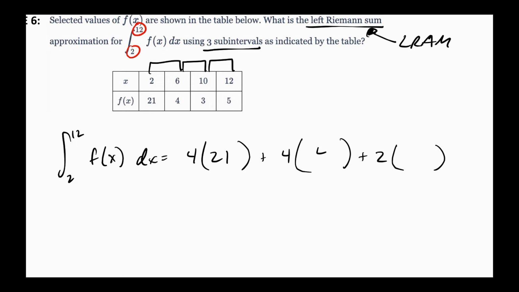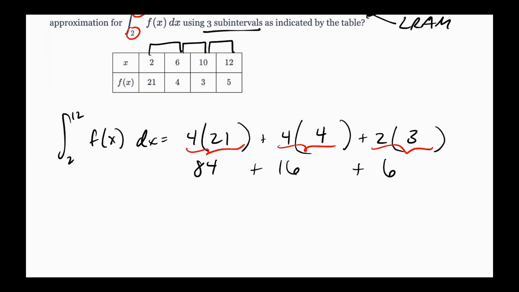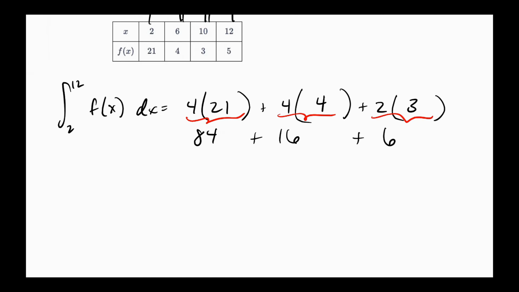The next one's going to be 4. And the last one will be 3. 5 is the only y value that doesn't get to be a height because it does not need it. Okay. So what do we got here? 84 plus 16 plus 6. Was that 106? All right. That's the left RAM, LRAM approximation.